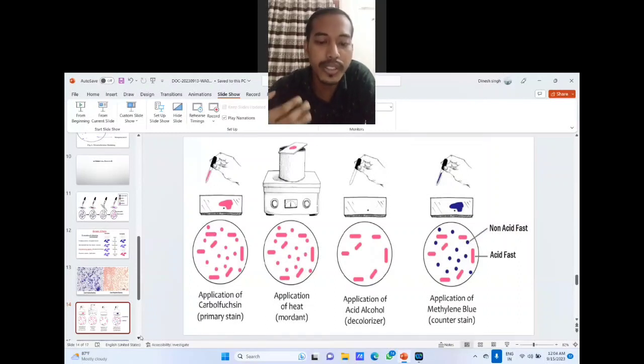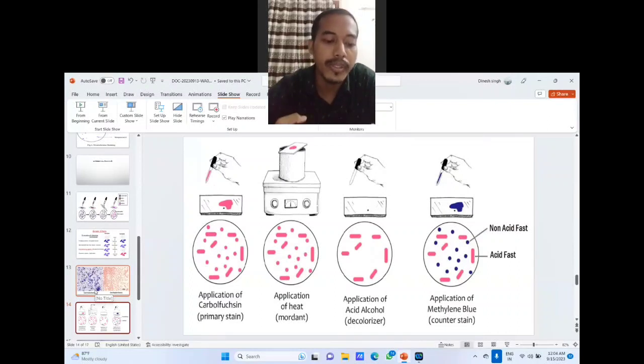In case of acid fast staining, I'll start with the procedure, then I'll go with the principle. Here also we are using two types of stain. One is carbol fuchsin, which is also called the primary stain. And second, the secondary stain or counter stain, we will use methylene blue.